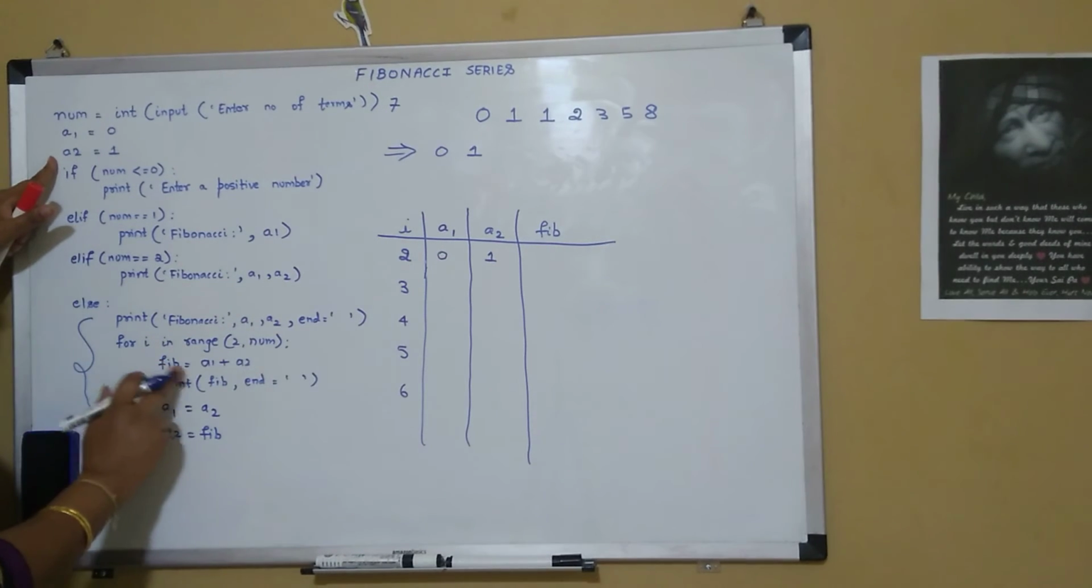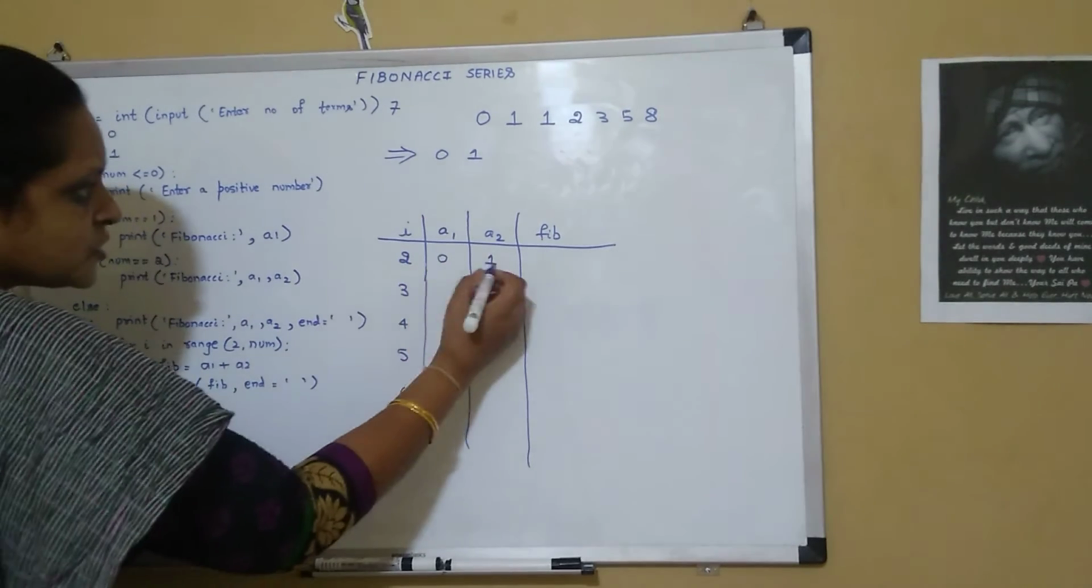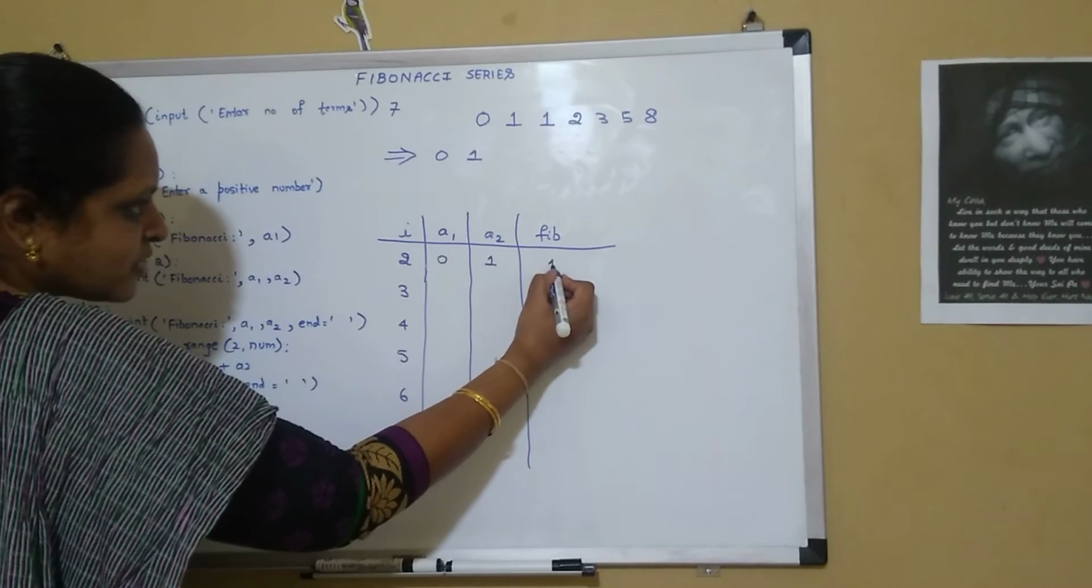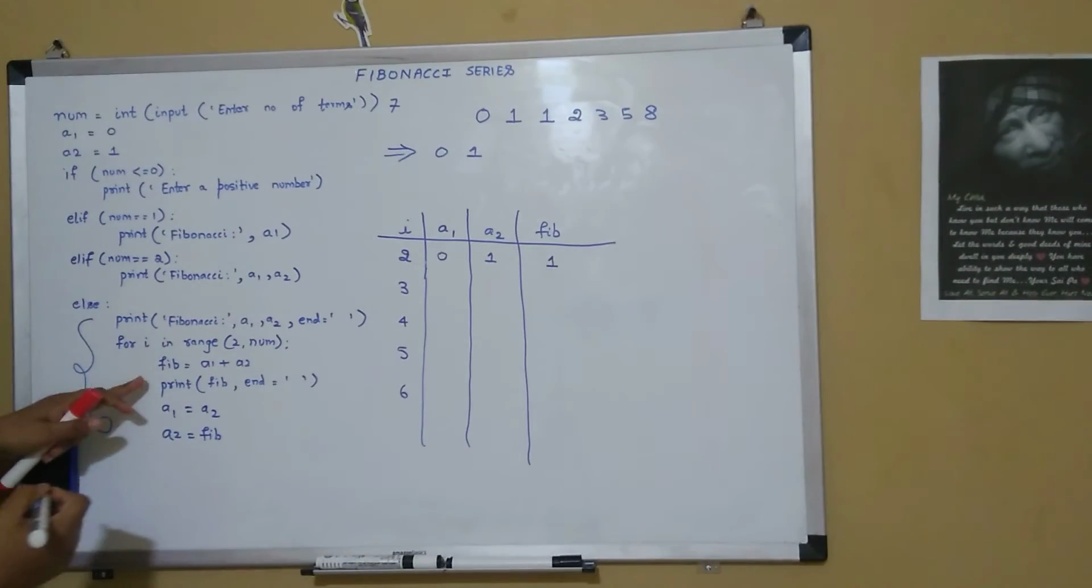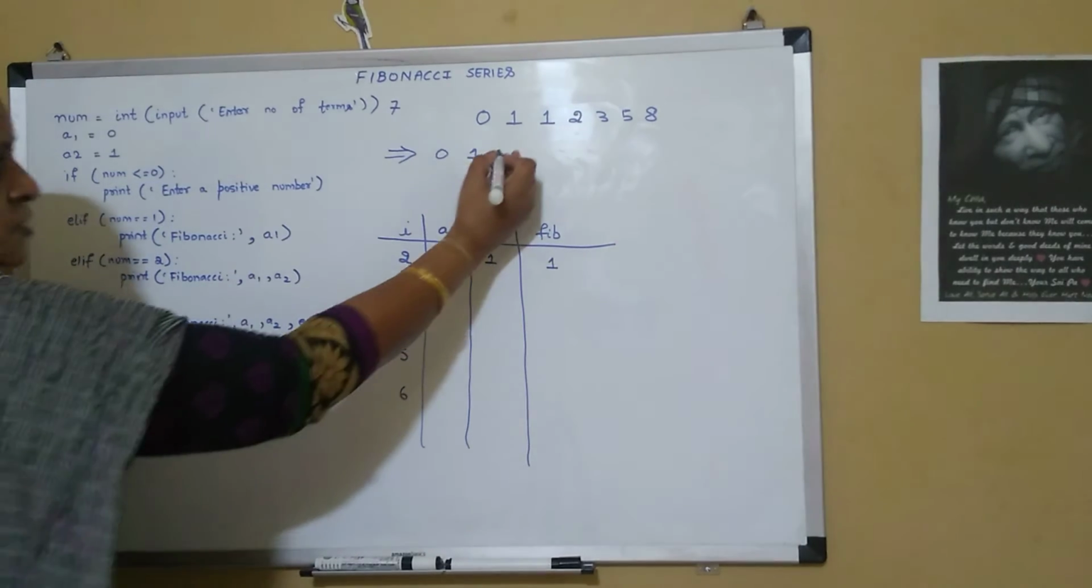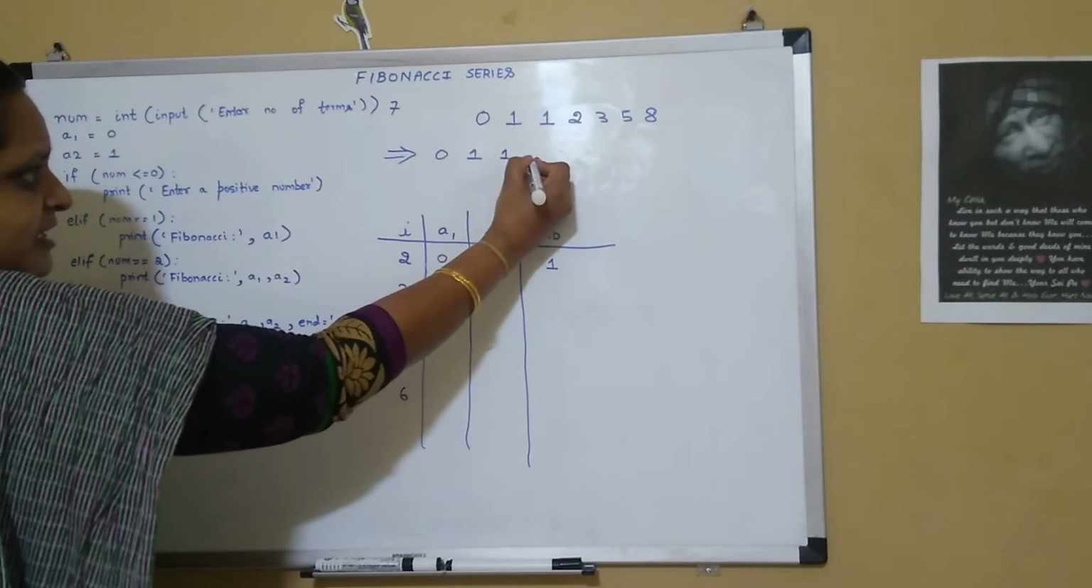So it will do fib equal to A1 plus A2. So A1 plus A2 becomes 1. So my fib becomes 1. Then it will print fib. So here it will print 1 and give a space.